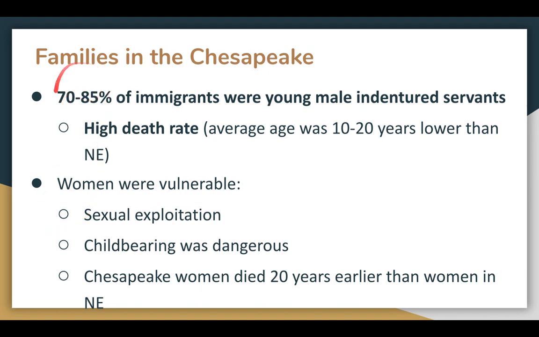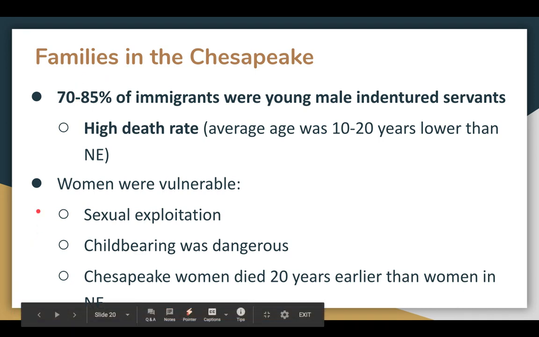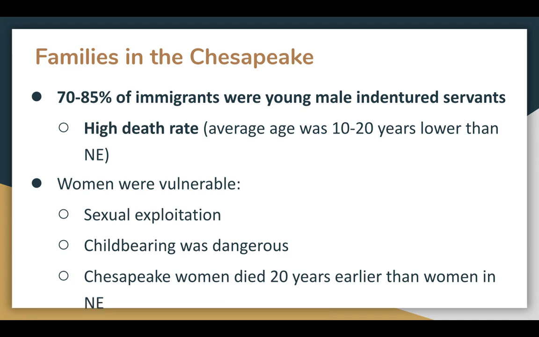If 85% of these people are men, there's a very small number of women in this region, and they're actually very vulnerable. They were often subject to sexual exploitation. Childbearing was very dangerous, and Chesapeake women died 20 years earlier than women in New England. So again, not family units, not like New England at all. We have a completely different environment happening in the Chesapeake and in the southern regions.